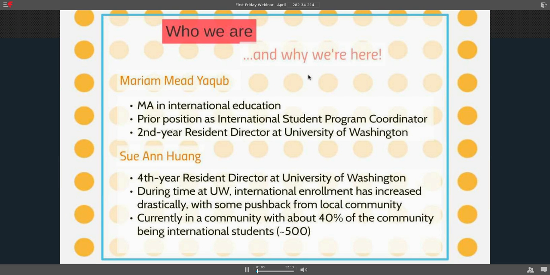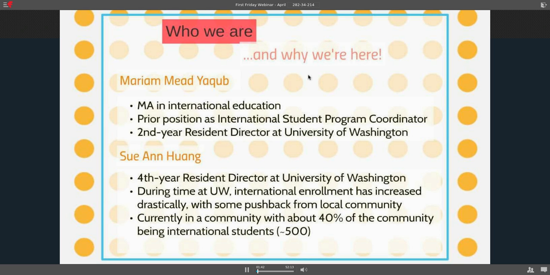So a little bit of information about why we're here and talking about this subject. My name is Mariam Mead Yaqub. I am a resident director at the University of Washington, but I had a different path to res life than a lot of my colleagues. My master's degree is in international education, and I had two previous positions in which I worked almost exclusively with international students, and the one that I came to UW from was as an international student program coordinator. So I really have a passion for working with international students, and that's my academic background.